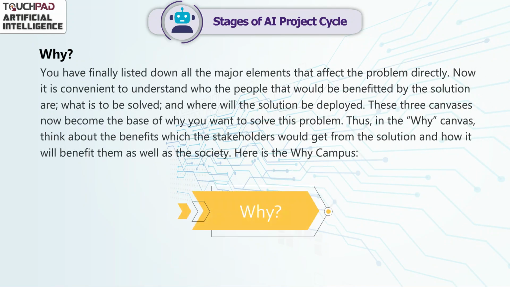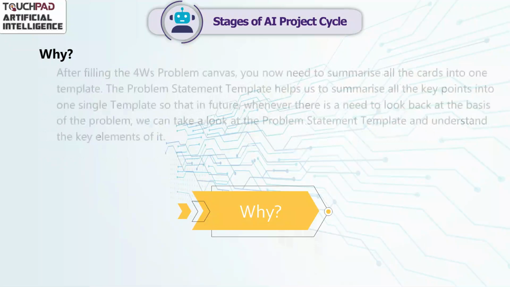Why. You have finally listed down all the major elements that affect the problem directly. Now it is convenient to understand who the people that would be benefited by the solution are, what is to be solved, and where will the solution be deployed. These 3 canvases now become the base of why you want to solve this problem. Thus, in the why canvas, think about the benefits which the stakeholders would get from the solution and how it will benefit them as well as the society. Here is the why canvas.